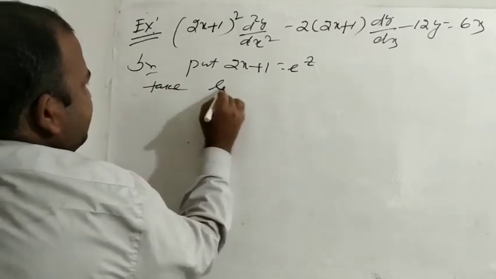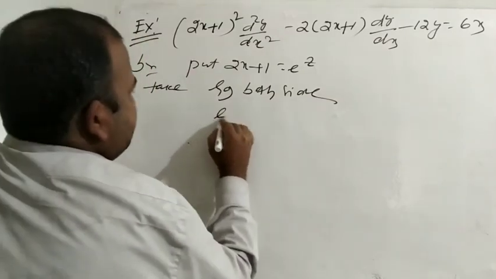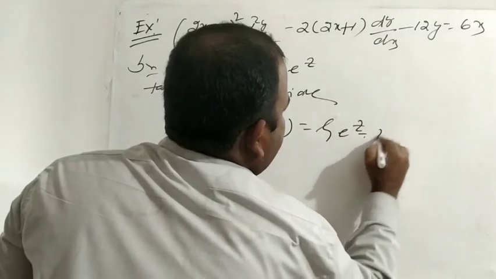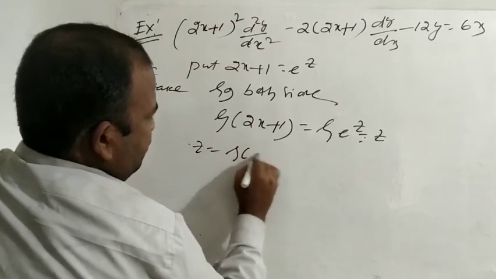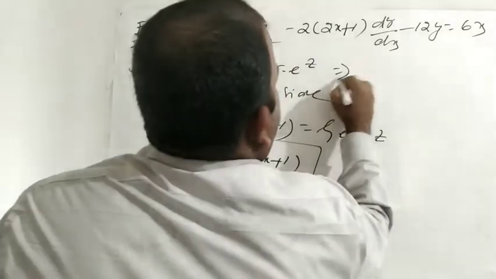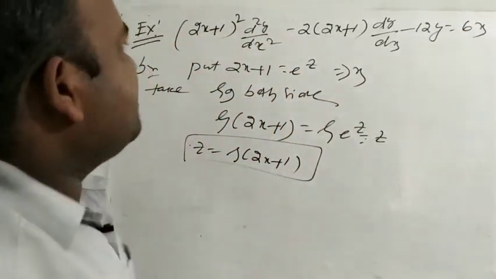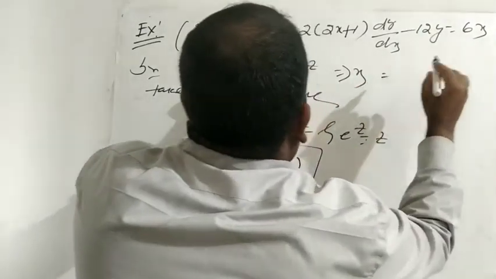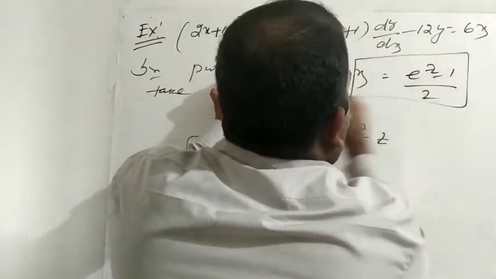Taking logarithm on both sides, this is log of (2x + 1) equals log of e^z, which equals z. So z = log(2x + 1), that is the value of z. But what is the value of x? Here we have 6x, so when you convert x into the form of z, you replace x in terms of z. So 2x = e^z - 1, so x = (e^z - 1)/2. This is the value of x.